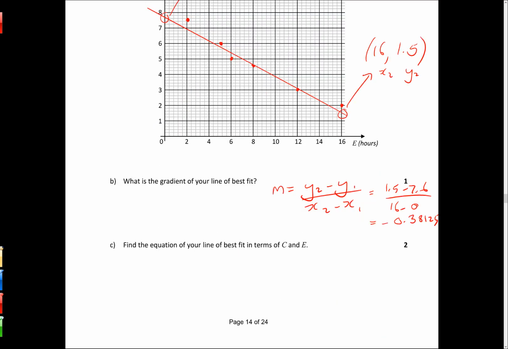Find the equation of the line of best fit in terms of C and E. As soon as it says equation of a line, I know y equals mx plus b. But I'm going to replace the y with C, it's a C axis, and the x with E, it's an E axis. The gradient is minus 0.38125, and my y-intercept was 7.6. That's not the neatest thing I've ever done, it's not the worst either. C equals minus 0.38125 E plus 7.6.